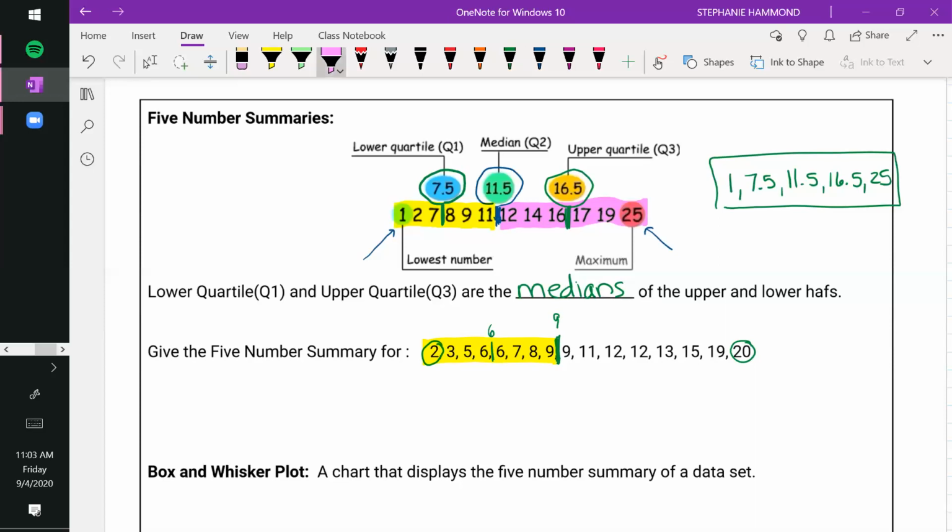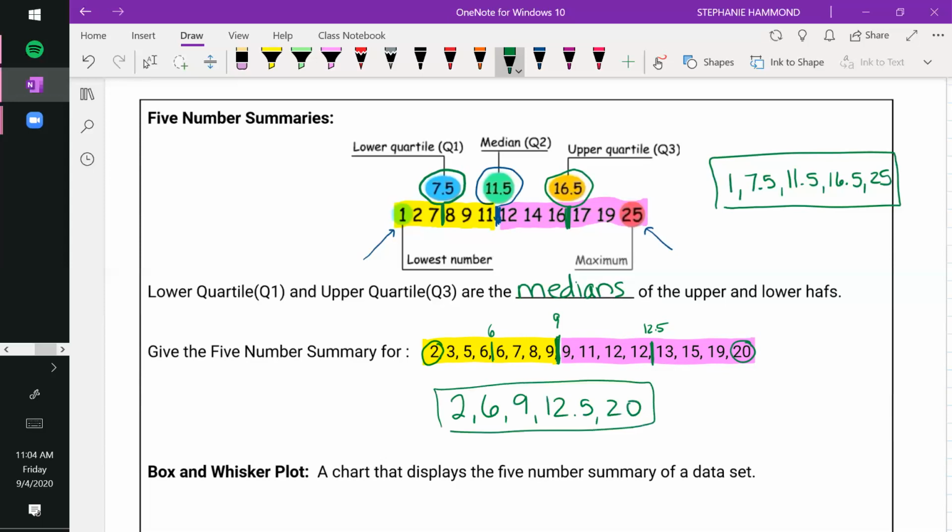Okay, last part. The third quartile is going to be in the upper half there. And again, we have 8 pieces of data there. So I want to go 1, 2, 3, 4. Between the 4th and 5th, I have 12.5. So the 5-number summary for this data set is 2, 6, 9, 12.5, 20.